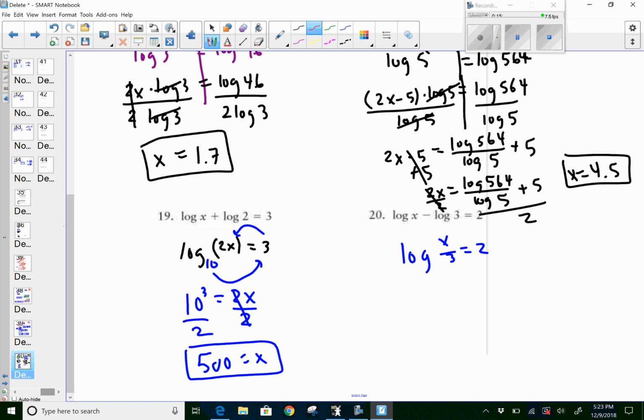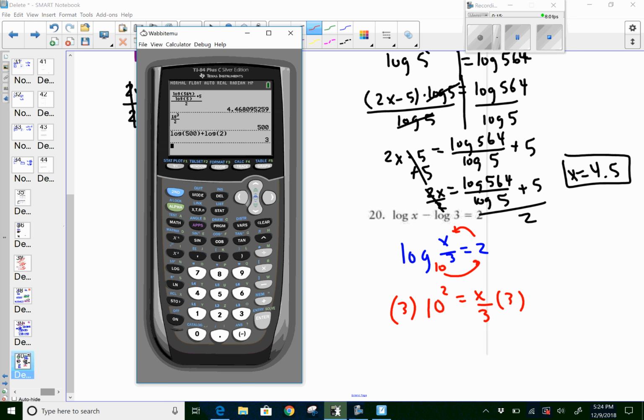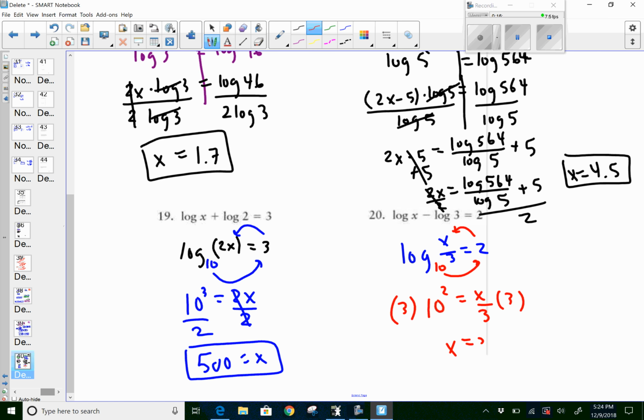If there's no denominator right here, I'm going to put the 2. So it's 2 to the second power is equal to all of that. So 2 squared is equal to x divided by 3. To get the x by itself, I'm going to multiply both sides by 3. And again, this is something that I can plug into the calculator. So it's going to be 3 times 10 squared, and I'm going to hit enter, and I get x is equal to 300.